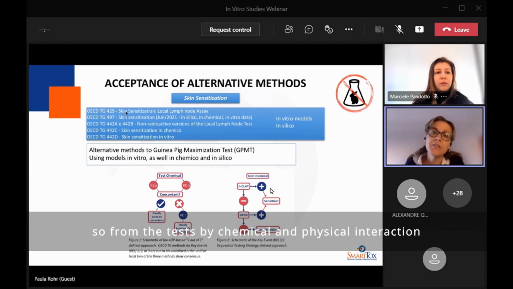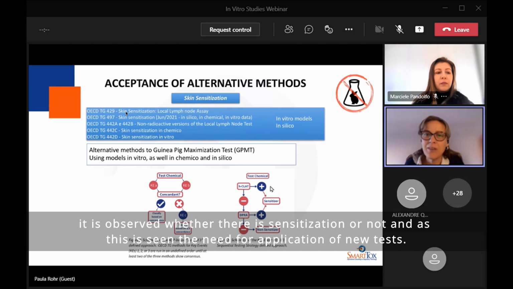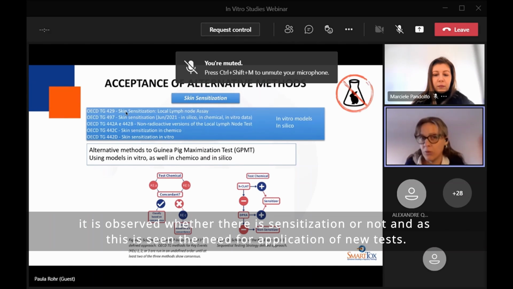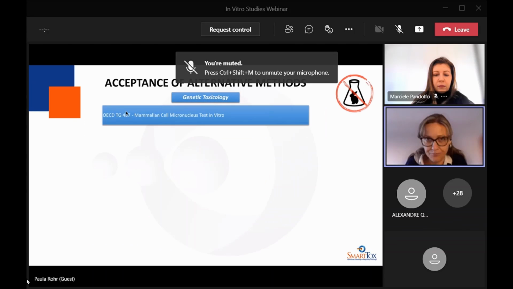Então, a partir dos testes químicos, pela interação química in silico, se observa se há sensibilização ou não, e conforme isso, se vê a necessidade de aplicação ou não de novos testes.